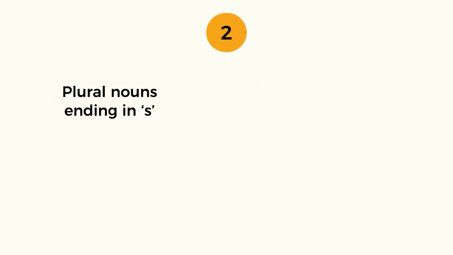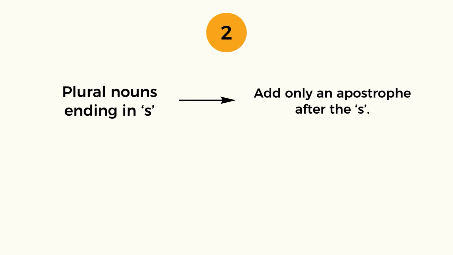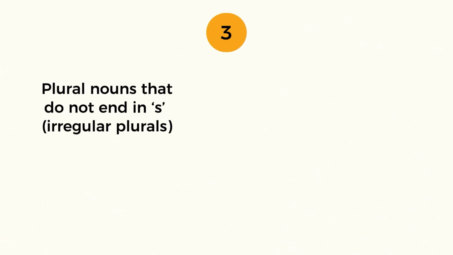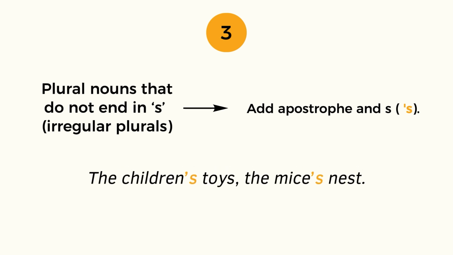2. Plural nouns ending in s. Add only an apostrophe after the s. Example, the teachers' meeting, the parents' carpool. 3. Plural nouns that do not end in s. Irregular plurals. Add apostrophe and s. Example, the children's toys, the mice's nest.